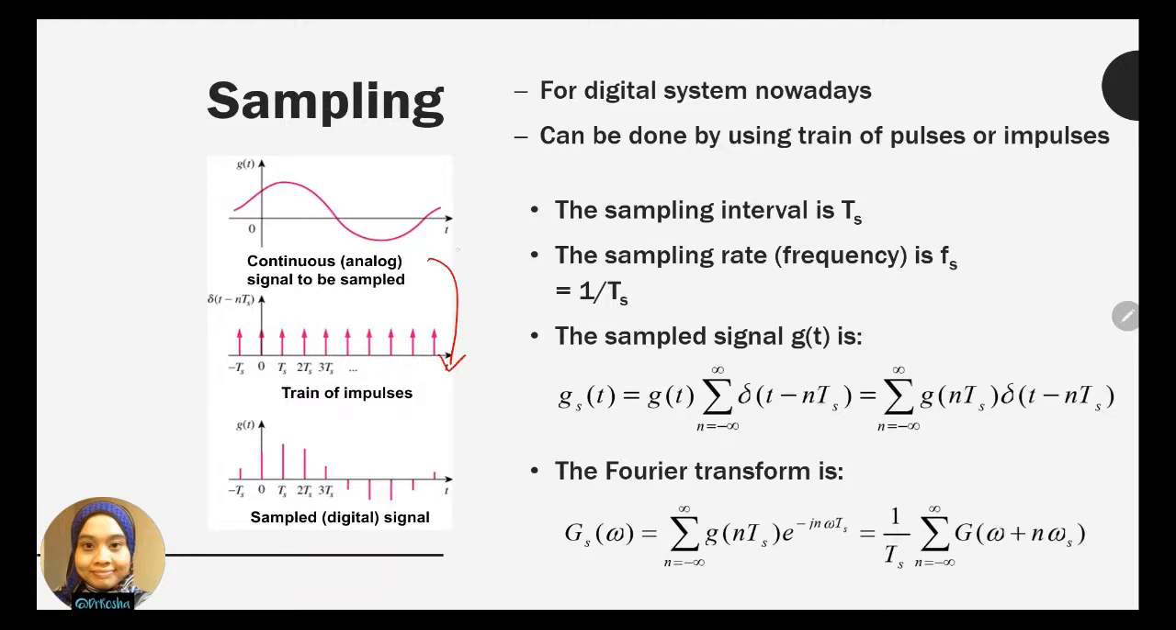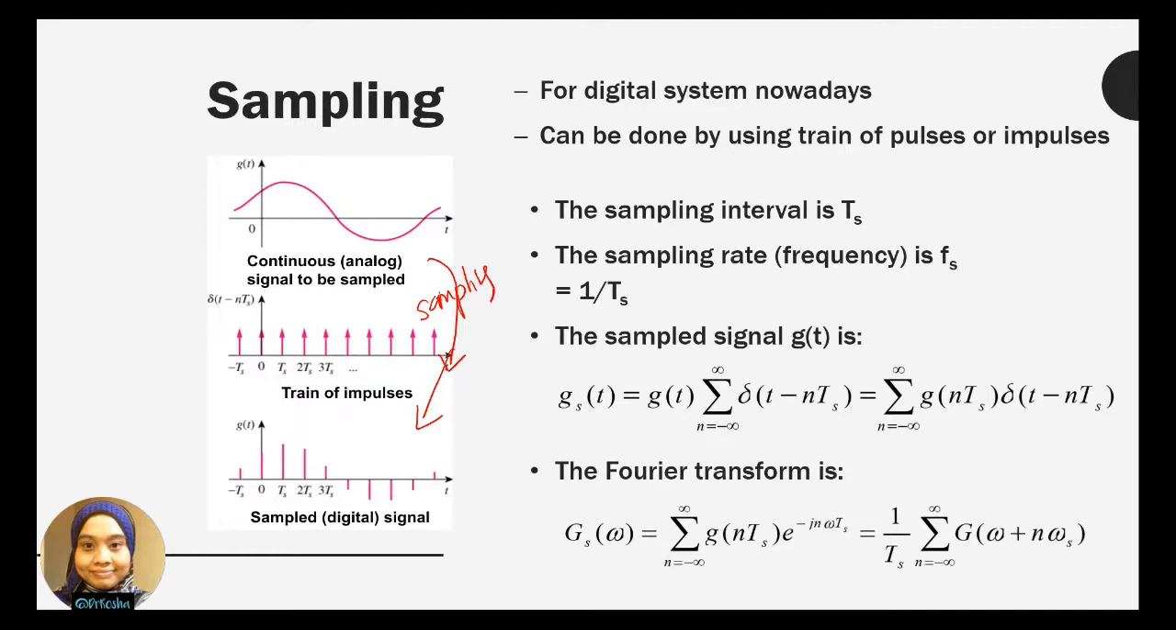To convert the signal from a continuous or analog signal to a digital signal, you need what we call sampling. This sampling will convert the analog signal to a discrete-time style of signal, or most of us call it a digital signal.